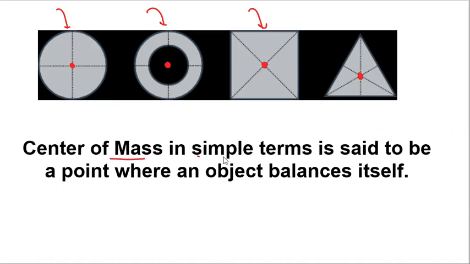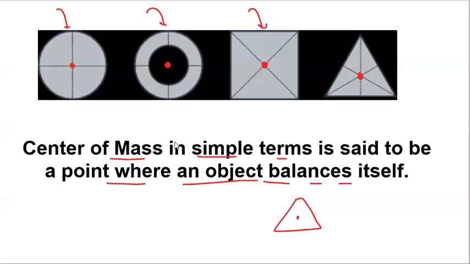The center of mass in simple terms is said to be a point where an object balances itself. Balances means if you hold any triangle from its center of mass, then it will not rotate. So it's like this. So all the mass is concentrated at center of mass. It is just assumed that all the mass is concentrated at center of mass.